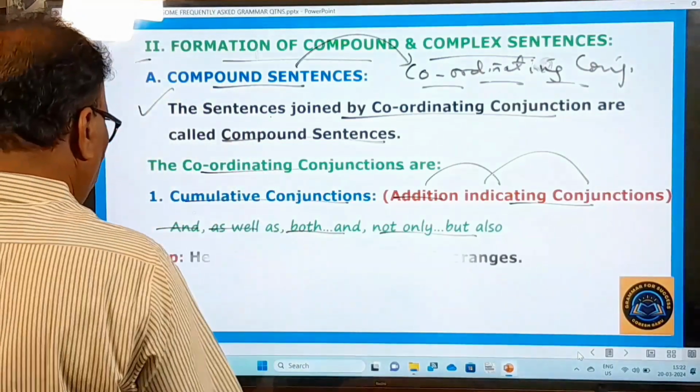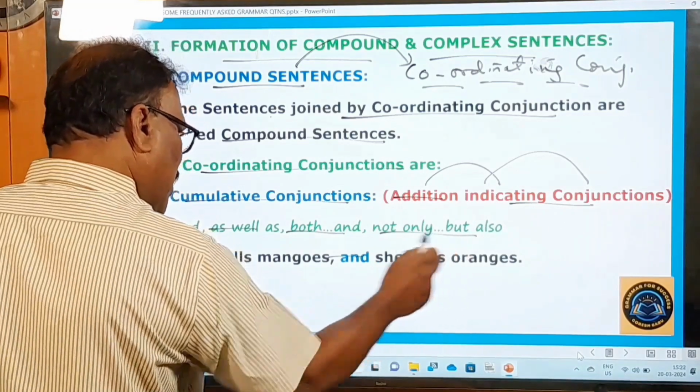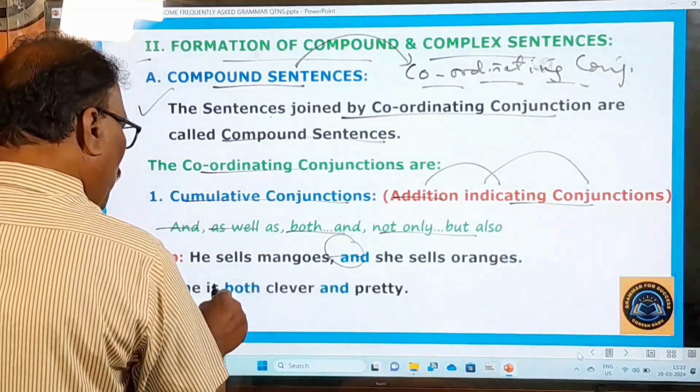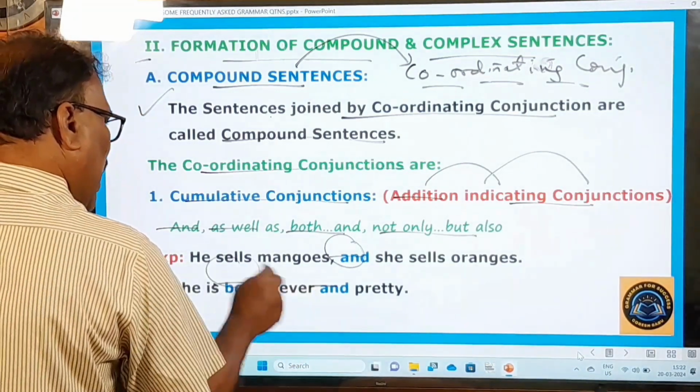I give you some examples here. He sells mangoes and she sells oranges, and is used. So it's a compound sentence. Here, she is both clever and pretty. So both and is used here.